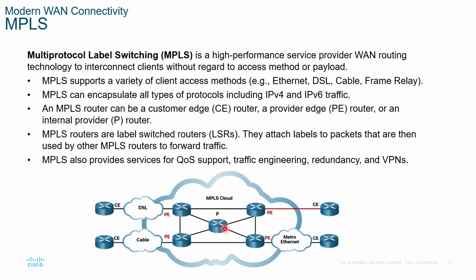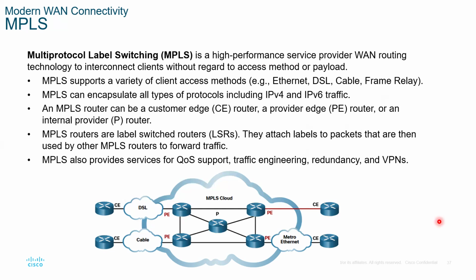Then lastly, we have the P, the provider routers. These are located at the core of your service provider network and are responsible for forwarding MPLS traffic between the PE routers. So if traffic is coming from the CE, it goes to the PE, it gets encapsulated, that means it gets a label. Then that traffic goes to P, and P routes or switches that traffic to another PE, for example. Then de-encapsulation, it comes out with an IP address, and it goes to its destination.